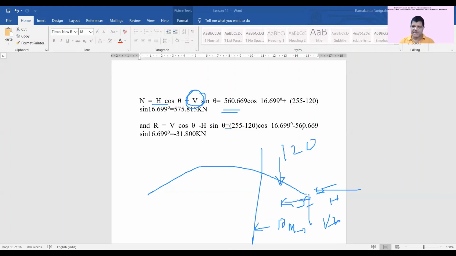So this VA is 255 kilonewton. When it comes to shear, 255 minus 120 will be the value of shear here. By multiplying, we find the normal thrust. Similarly, we can find the radial shear. Radial shear is equal to V cos theta minus H sin theta. So now put all these values and we'll get the solution for this.